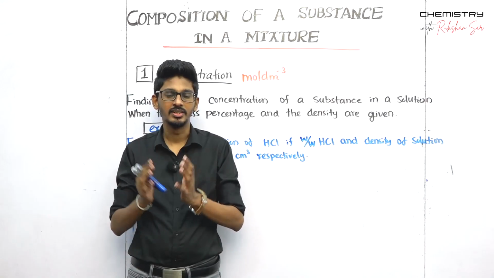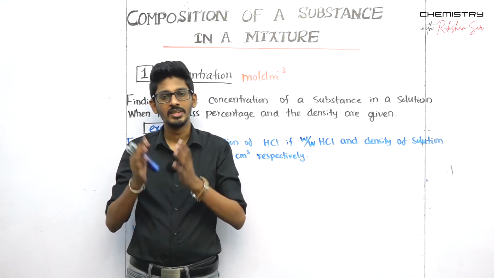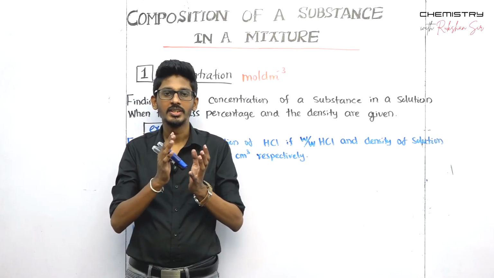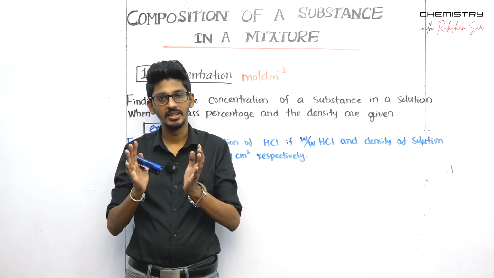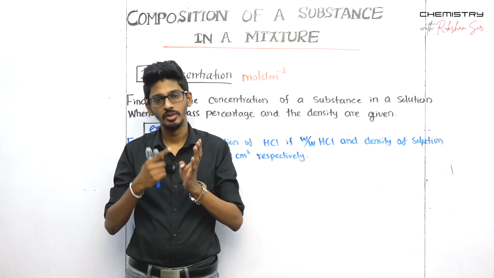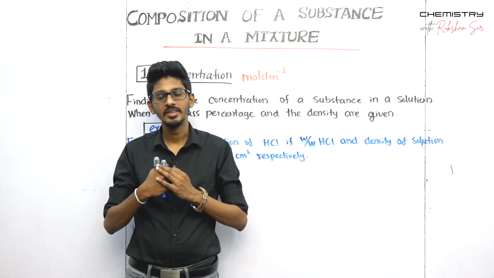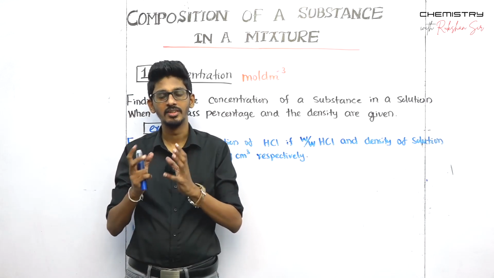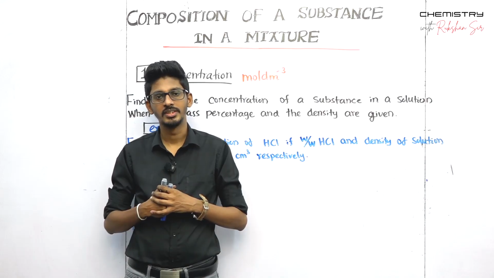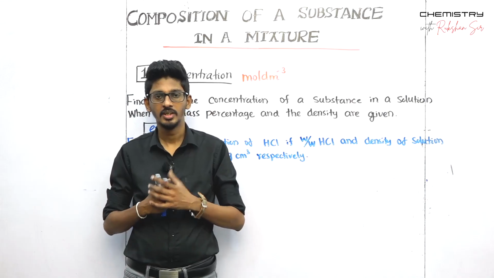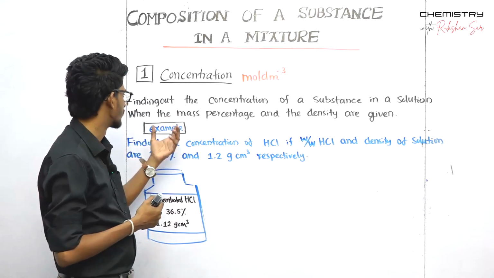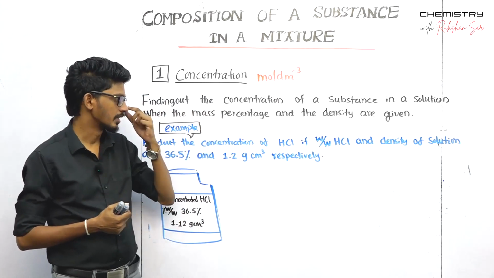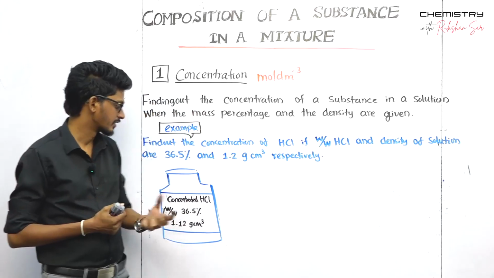So let's try to convert those numbers into mol dm^-3, or into the concentration. If the composition is represented with the mass fractions or mass percentages and the densities of solution, let's try to convert those values to the concentration of the solute. So the topic is finding out the concentration of the substance in a solution when the mass percentage and the density are given. This is such a situation.